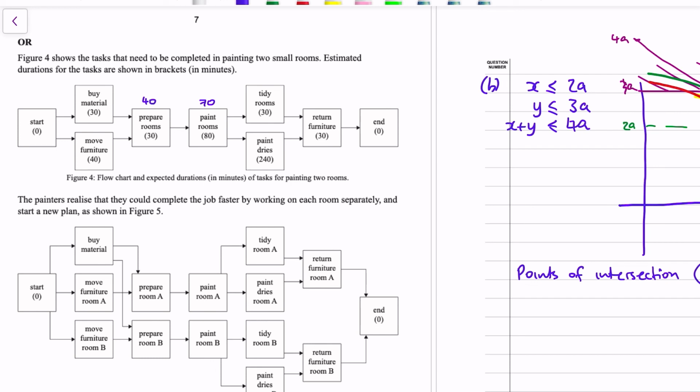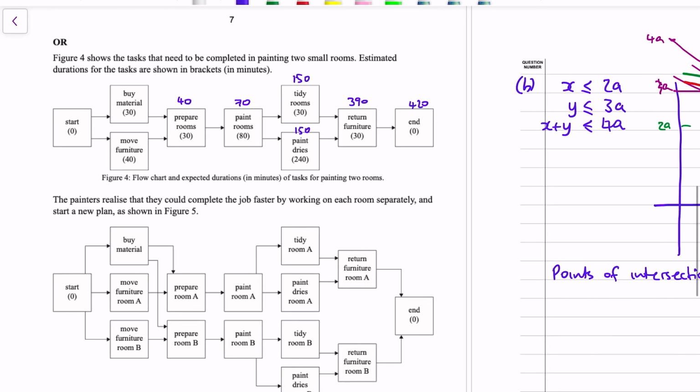And then the tidy of the rooms can start at 150, and so can the painting drying. 150 plus 30 makes 180, but returning the furniture has to wait for the paint to dry. So 150 plus 240, 390 is the earliest that the returning of furniture can happen, and then 30 makes 420. So that is how long it takes in minutes under the first approach. The painters realised that they could complete the job faster, and they start a new plan.